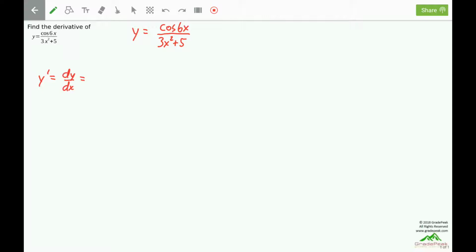We'll start with the derivative of the numerator. Derivative of cosine is negative sine. Leave its inside alone. Multiply by the derivative of the inside to complete the chain rule.